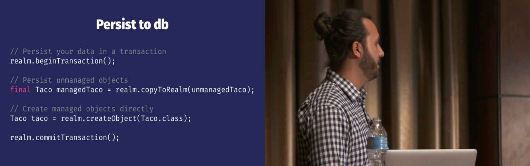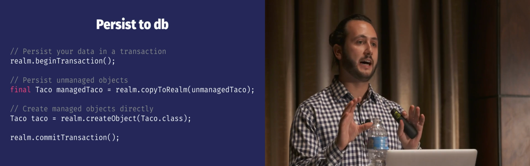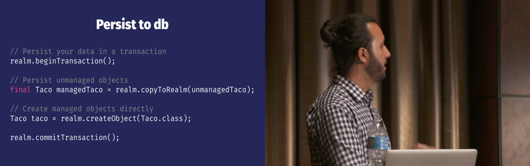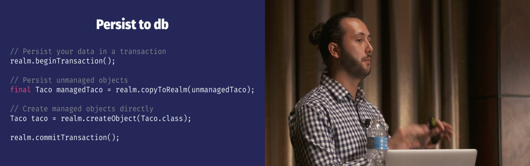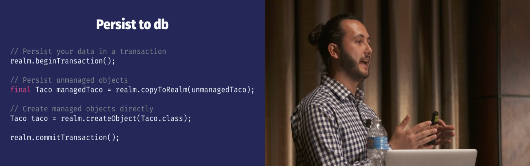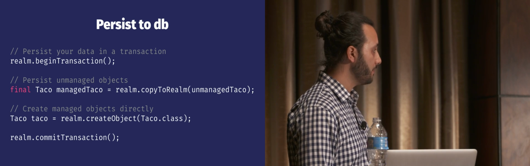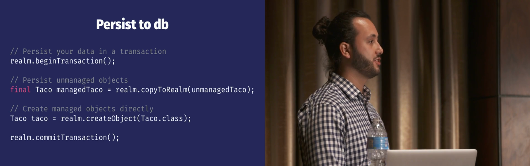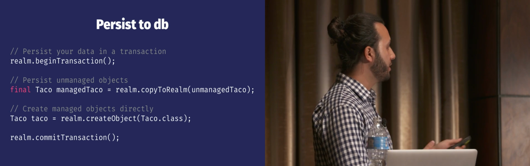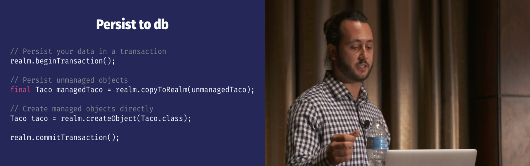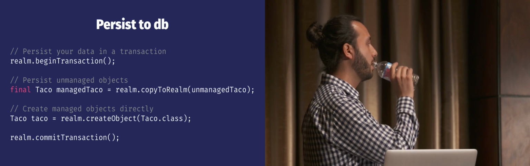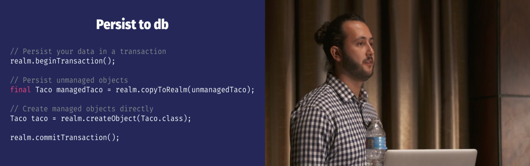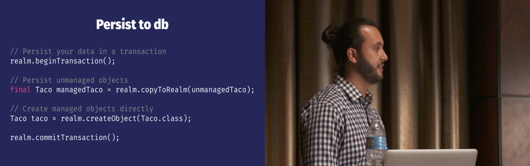So the first example is showing where, let's say we already have a taco object, we've set the description and the URL, but we want to persist it into the database. So what we would do is we'd call realm.copyToRealm and pass in that object that we've already created. Alternatively, if you have a new taco object and you just want to create an instance from Realm, you can use realm.createObject and pass in the class of the object. Then we just need to call realm commit transaction, and voila, our info is persisted into the database.